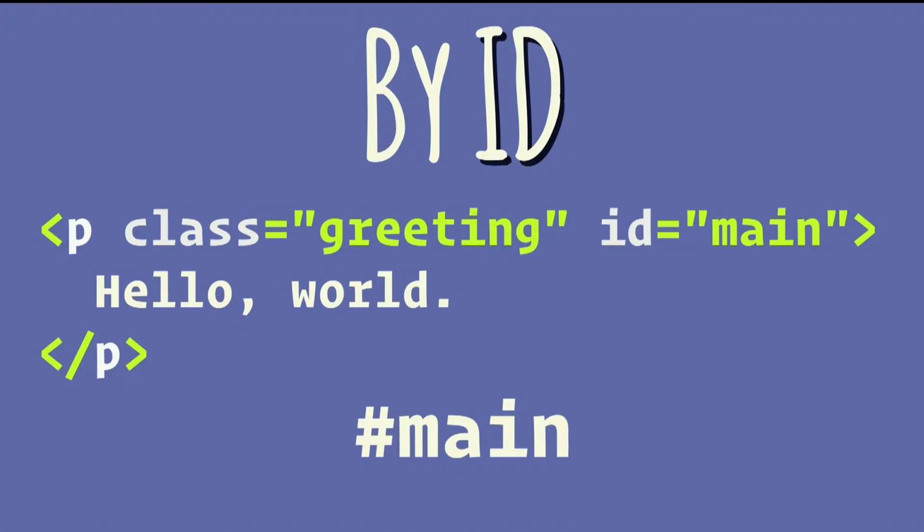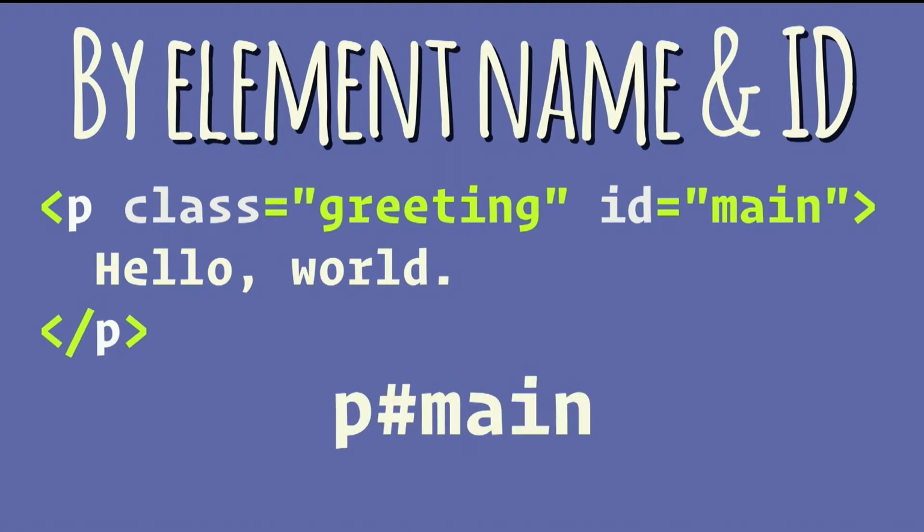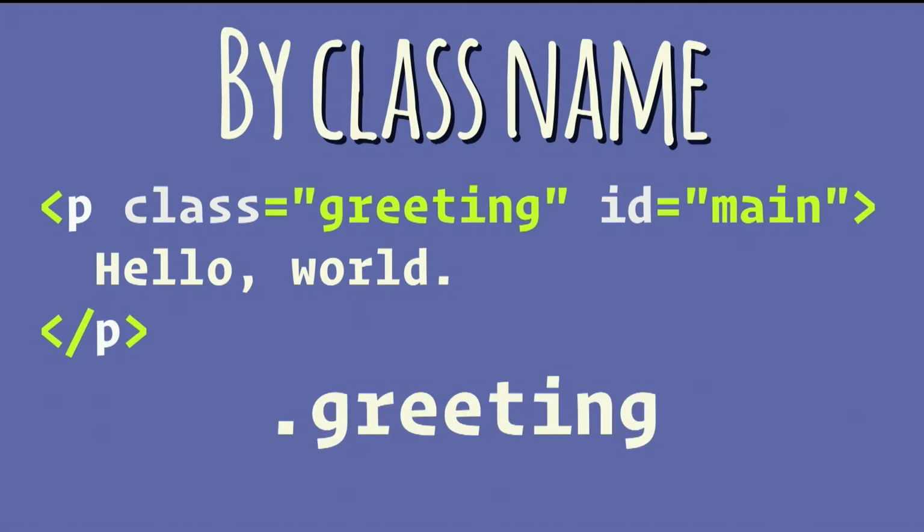If we wanted to do it by element name and ID, did we talk about this? I think I skipped this one in the afternoon. I talked about it in the morning. Just P hash main would mean not just any old element with an ID of main, has to be a paragraph with an ID of main. Notice there's no space between the P and the hash. That means something totally different. So that would mean something where we're enforcing both the tag name and the ID. By class, how would that be different? So dot greeting in this case, right?